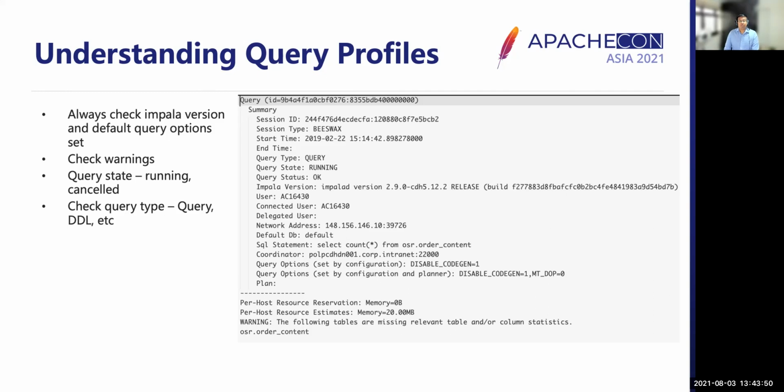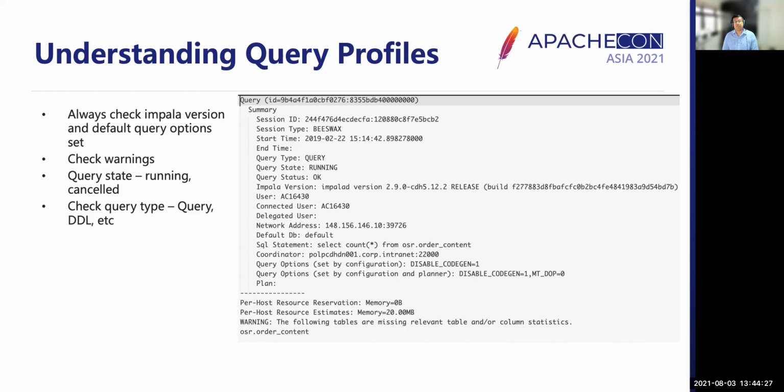When you look at query profiles, you should always look for a couple of things. You should check what Impala version you're on and what the default query options are. If you see some query options over here, the first thing that comes to mind is, hey, somebody disabled codegen. Somebody has set mt_dop to 0. By disabling codegen, Impala, rather than building C++ code to execute queries, tries to interpret that data, which is a lot slower than vectorized code that can be understood by a CPU and executed.